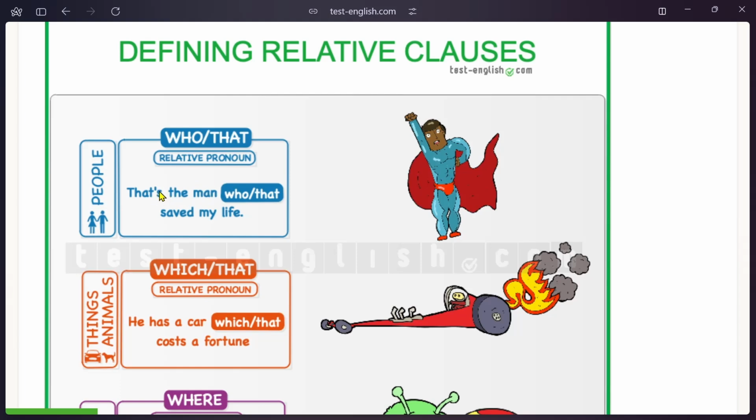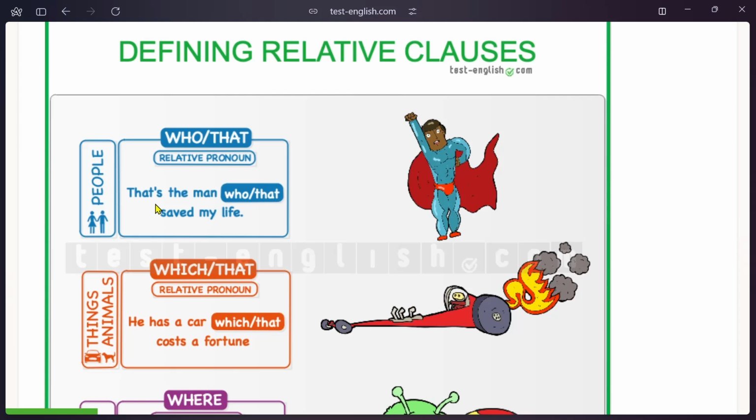This one can mix with the present and past. This can be used in any tense. Can mix together. Any tense you can use this. Because here is mixed, right? Present and past. Yes, that is the man. Right now he is the man, right? And he saved my life in the past. So you can have multiple tenses.